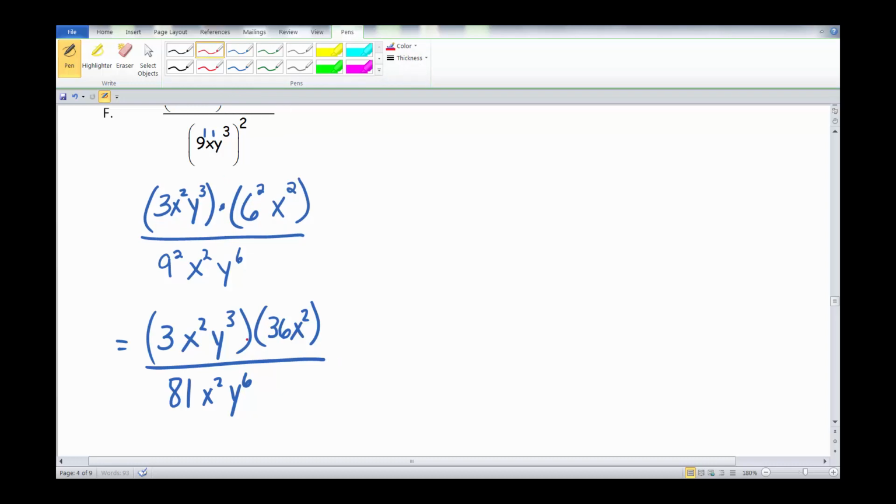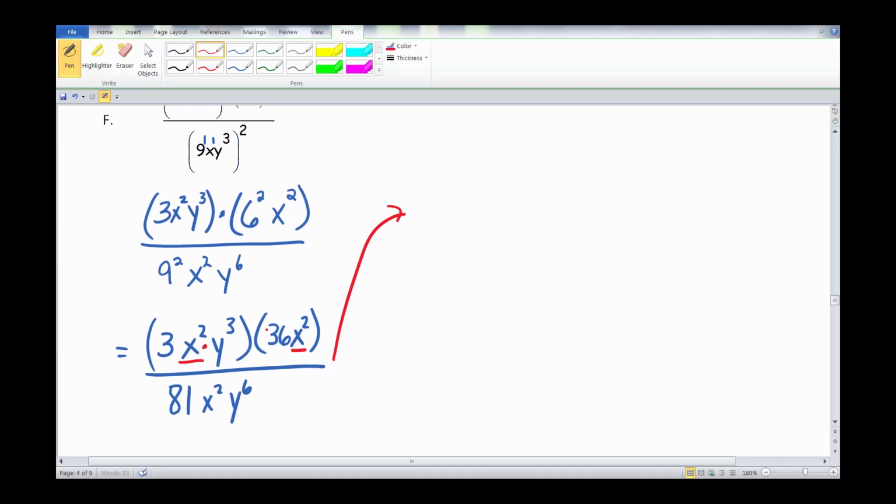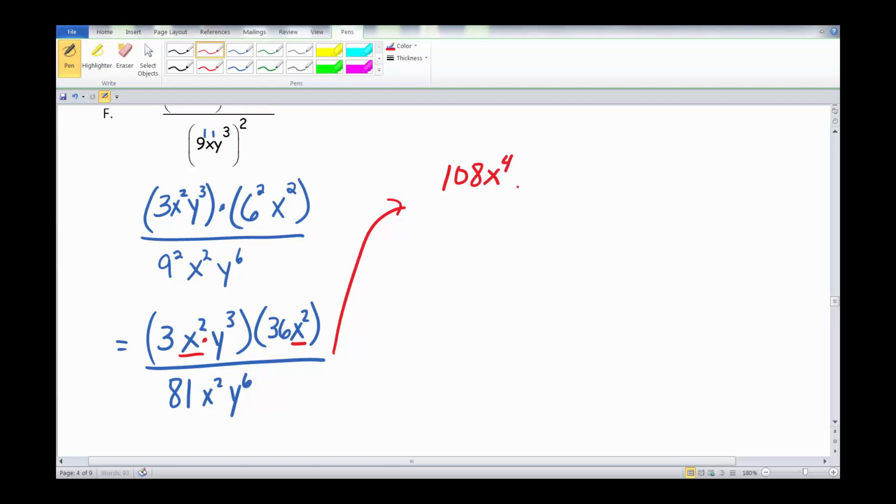I think what we'll do is go ahead and, since we're multiplying with these like bases, in this case x, you would just add the corresponding exponents. So we end up with also 36 times 3 comes out to be, should be 108. Again, multiplying with those like bases of x, we are going to be adding the corresponding exponents, so x to the 4th. And then there's nothing on top with y other than the y cubed, so we still have y cubed on top. On the bottom, we still have 81 x squared y to the 6th.